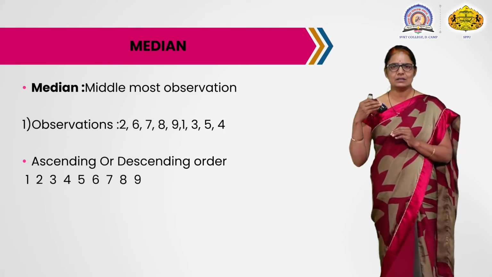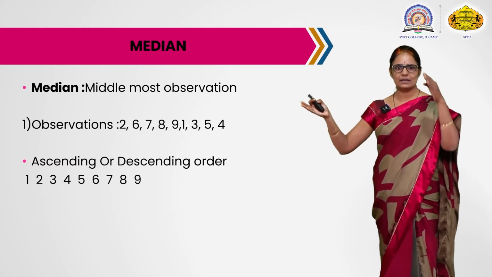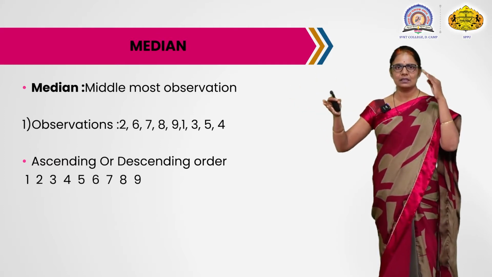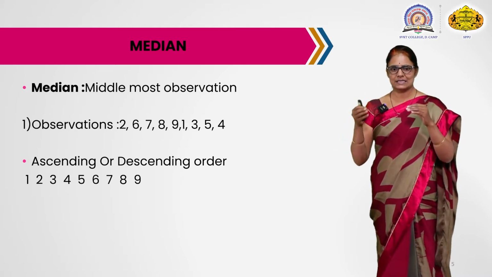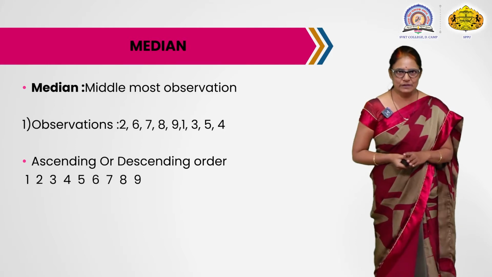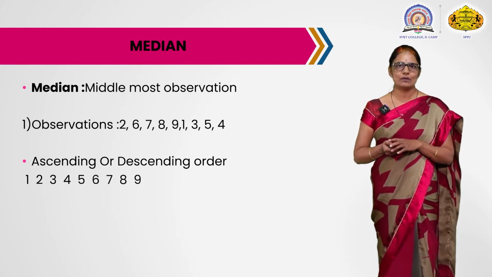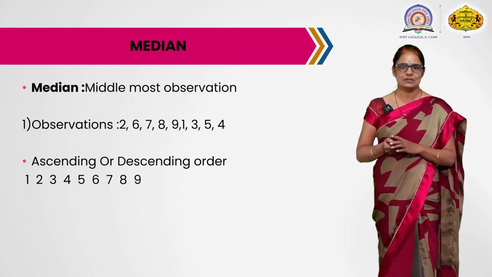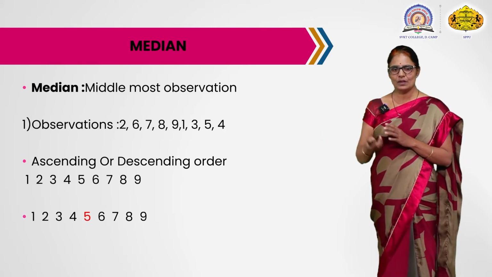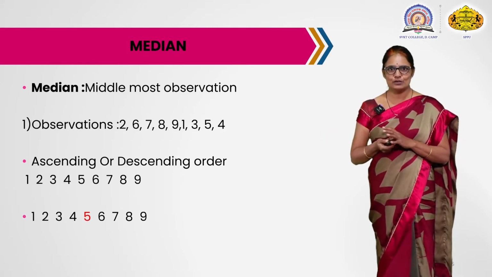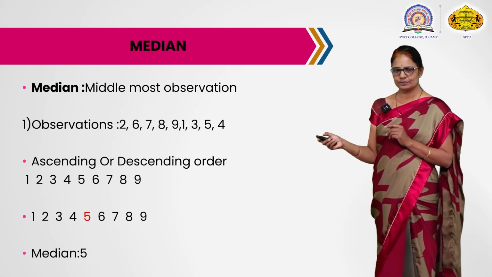Now cut the numbers, one from the left side and one from the right side. Suppose I cut first 1, then 9, then 2, then 8, then 3, then 7, then 4, 6. Here the middlemost observation remaining is 5. So this is the median of the given series or given numbers. Here 5 is the middlemost observation and it is the median of the given data.